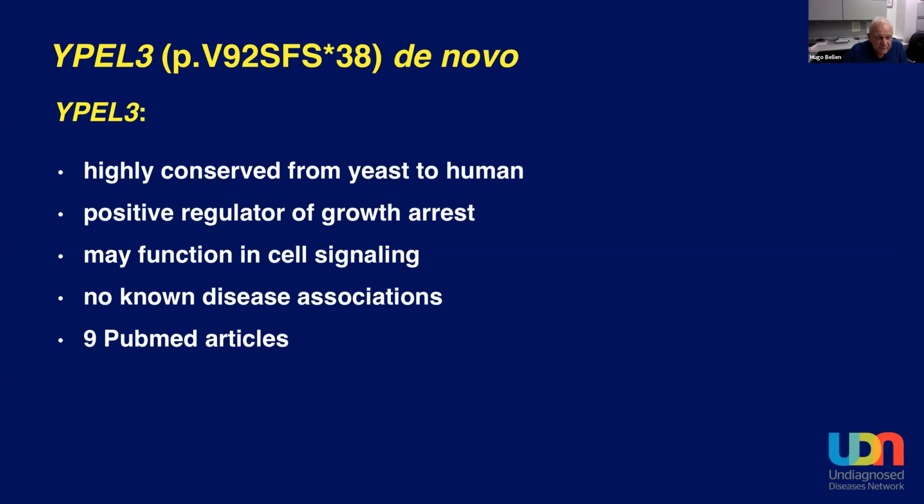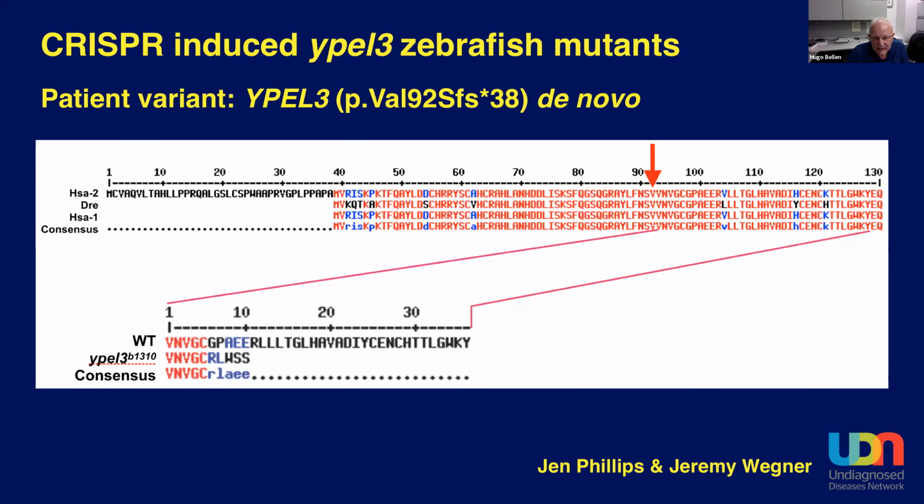And so they found a de novo mutation in this yippee-like protein, which is very conserved. I think the conservation between zebrafish and human is 90%. It was known to be a positive regulator of growth arrest, but it had not really been shown to play any role in the nervous system or in development. And there's no known associated disease.